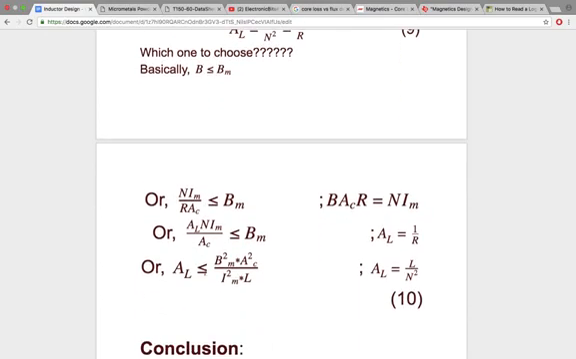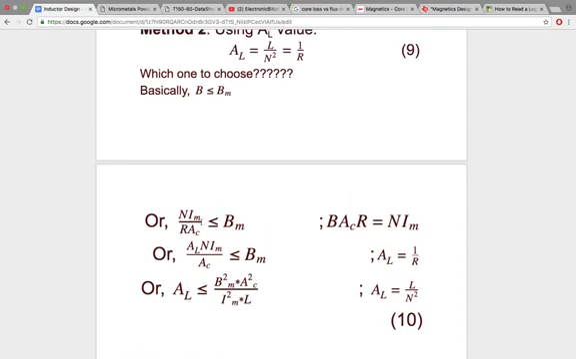So basically that B has to be less than or equal to Bm, and 1 by R we already know is nothing but AL. That AL value we can compute from this expression, but we don't know exactly the number of turns. Let's say we have not substituted the value of n from there here.